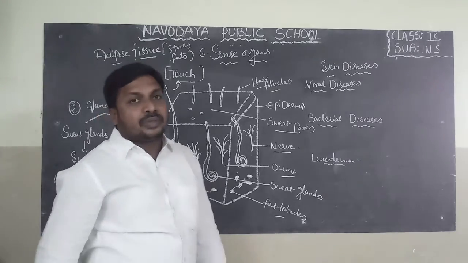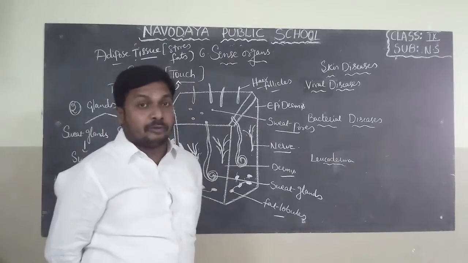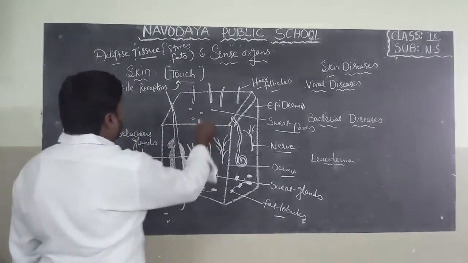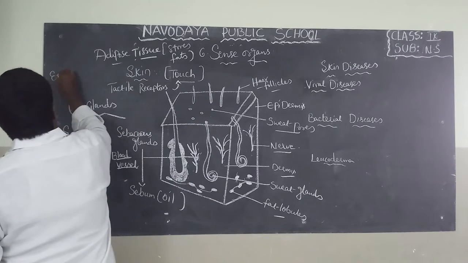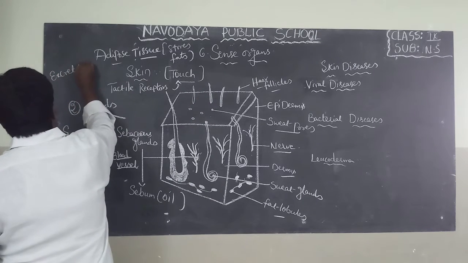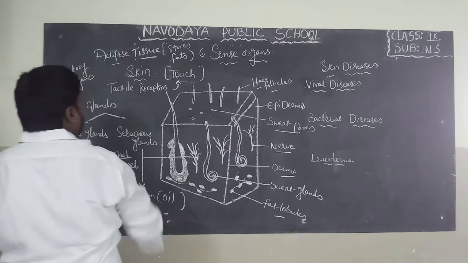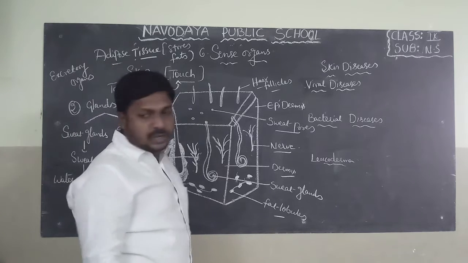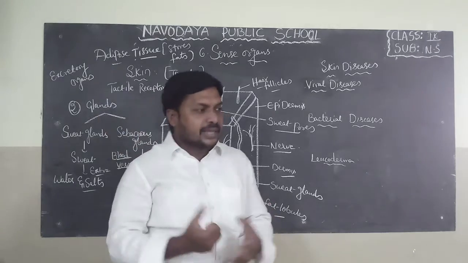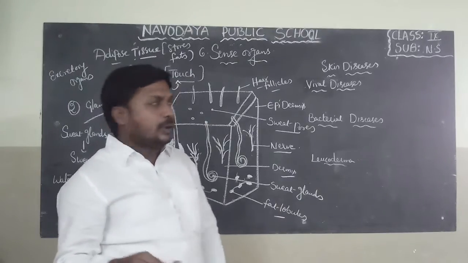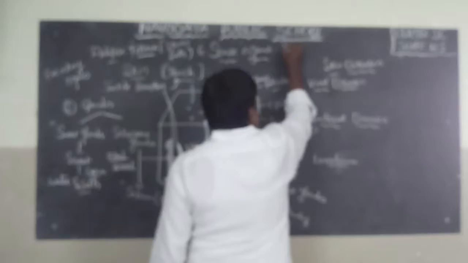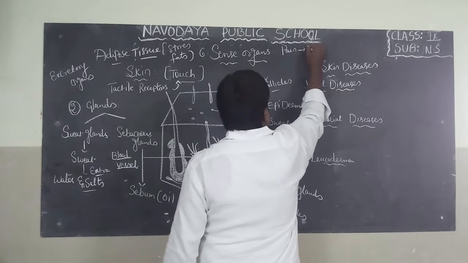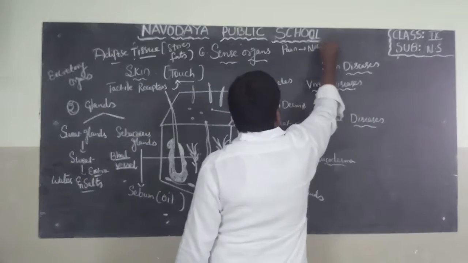Skin is a sensory organ. Along with that, skin also plays an important role in excretion. So skin also acts as an excretory organ. Do you know the different types of receptors present in skin? For example, for pain, we can find nociceptors.